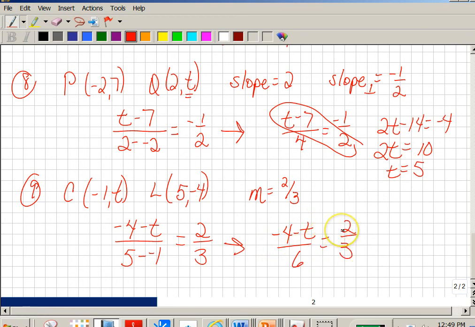I'm going to do exactly the same thing I did last time. You cross multiply. So negative 4 minus t times 3 is going to be negative 12 minus 3t. Cross multiplying the other direction, 2 times 6 is 12. Add that 12 to both sides, and you get negative 3t equals 24. Divide both sides by negative 3, and t is negative 8. And that's the answer. Okay, one more.